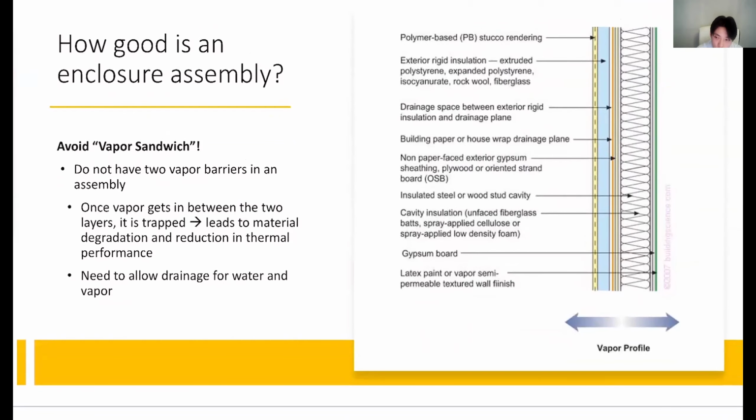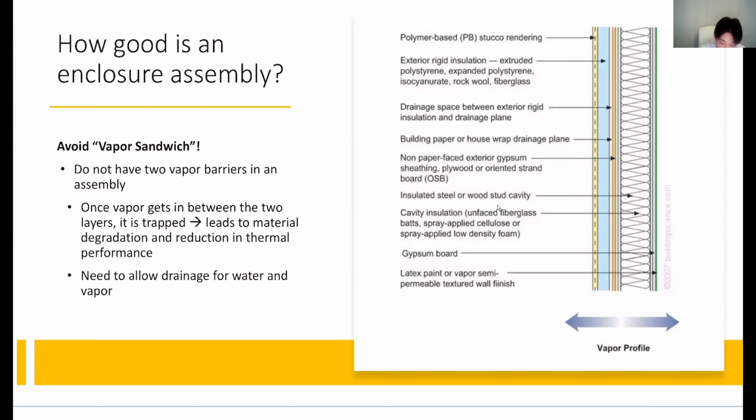And we also want to avoid something in the industry that we don't want to ever do. That is called a vapor sandwich. It's not any normal sandwich we eat every day. It's just a vapor sandwich. What it means is that you don't want to have two vapor barriers in an assembly, and in between you have a bunch of control elements, say like insulation or other air barriers or other structural elements.